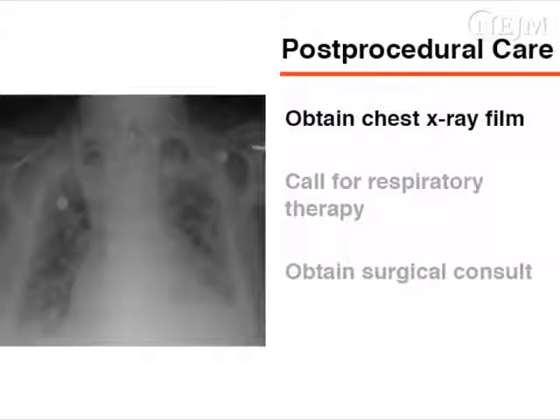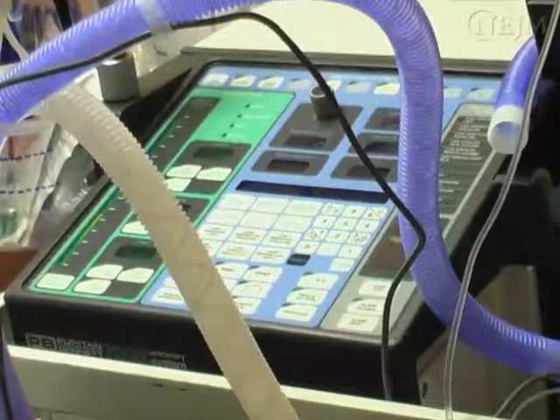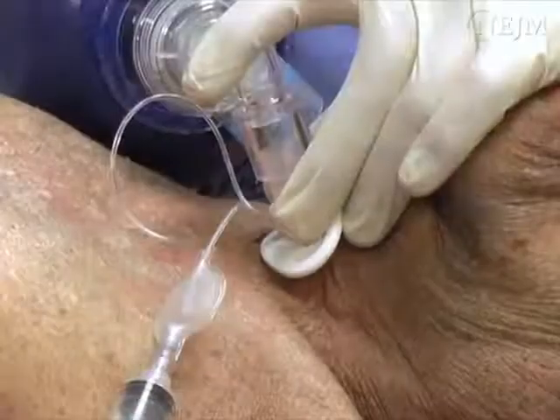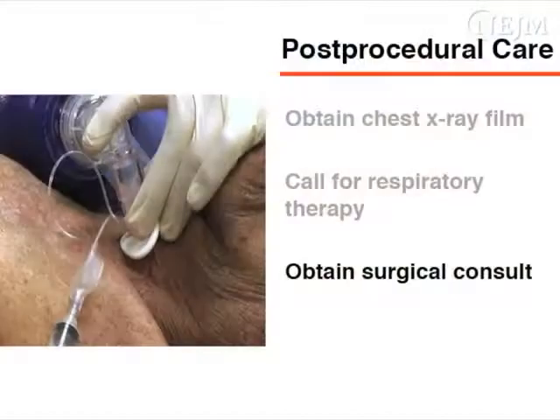After the procedure, obtain a chest X-ray film to confirm placement of the tracheostomy tube. Call for respiratory therapy so the patient can be mechanically ventilated. Obtain a surgical consult so that definitive tracheostomy can be performed. An emergent cricothyroidotomy can be left in place for up to 72 hours.